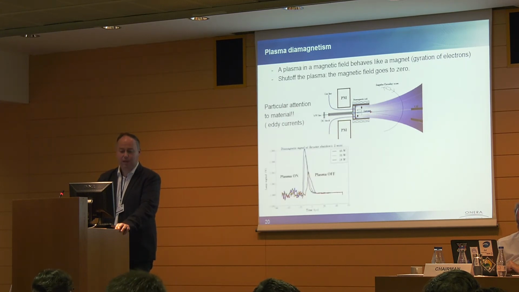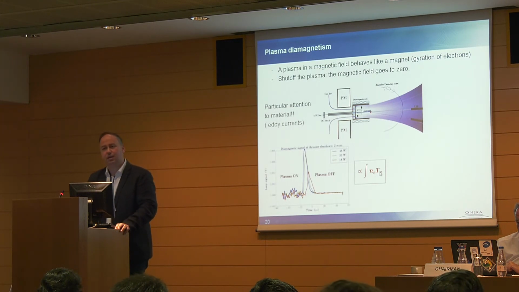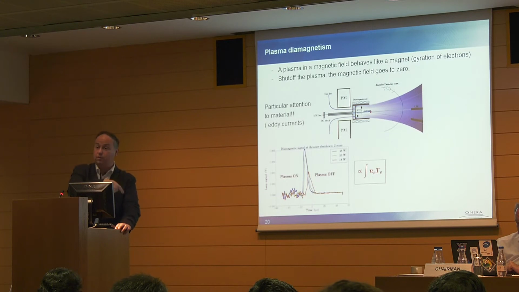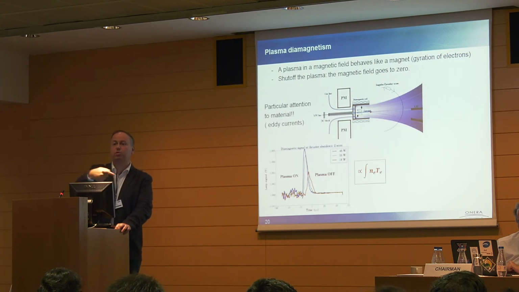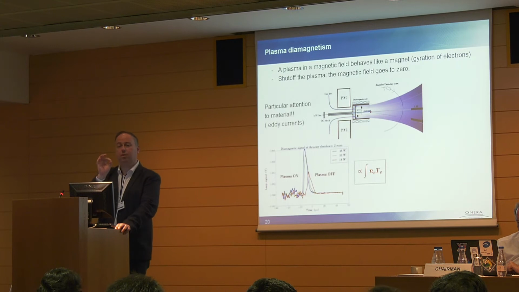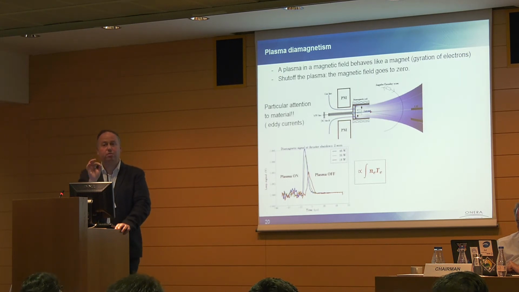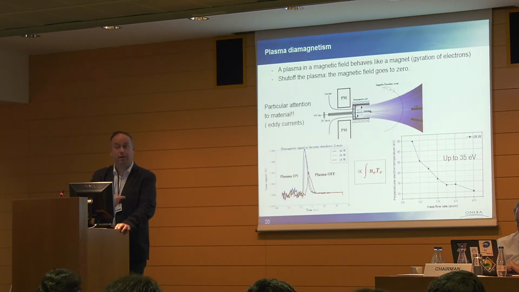So we could make some measurements. When you shut off the plasma, you see this measurement in the diamagnetic coil, and you can prove that this measurement of flux variation is proportional to any TE. The interesting thing here is that it is the gyration of the electron that counts in this measurement. So what you get here is the TE perpendicular, not the TE of the electrons in a longitudinal way. So you have a really unique measurement of the anisotropy of the electrons in this thruster. Some measurements were done, and we could measure up to 35 eV of radial, so lateral, gyration electron temperature. This is something very specific to RF thrusters.